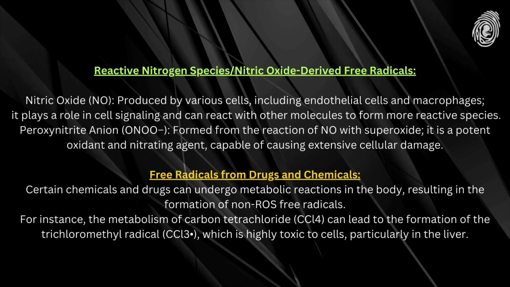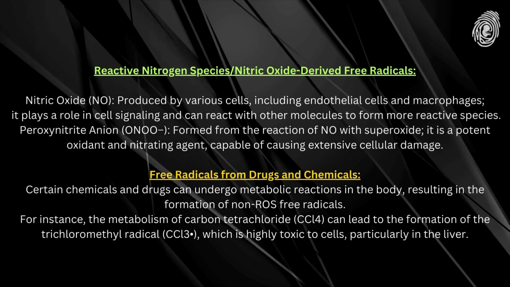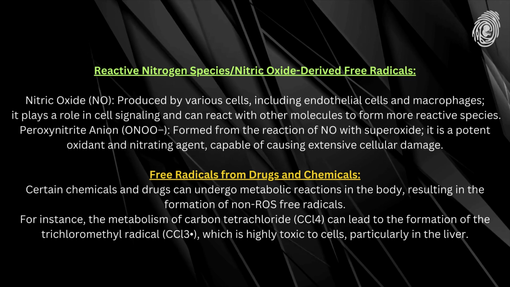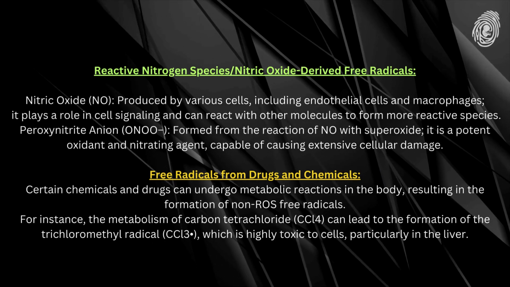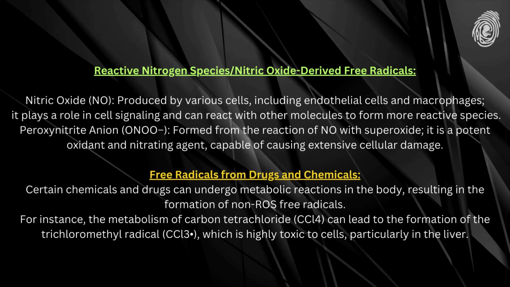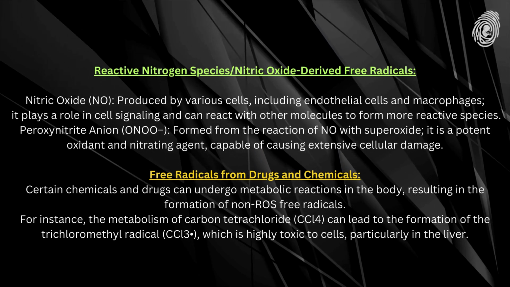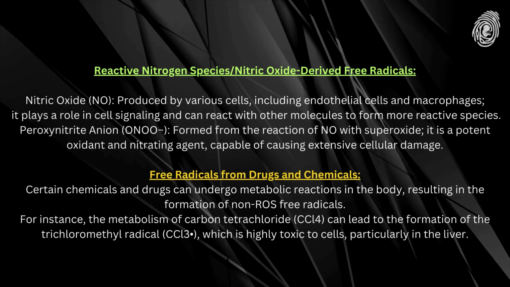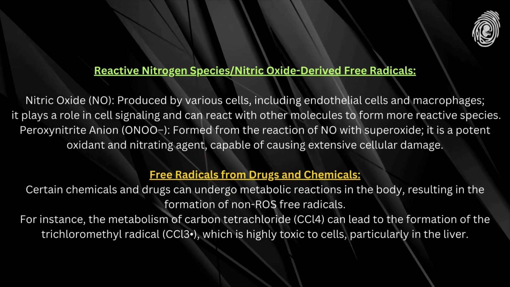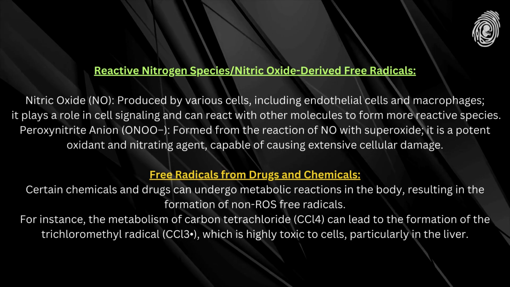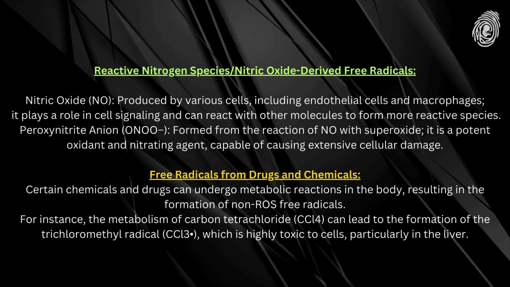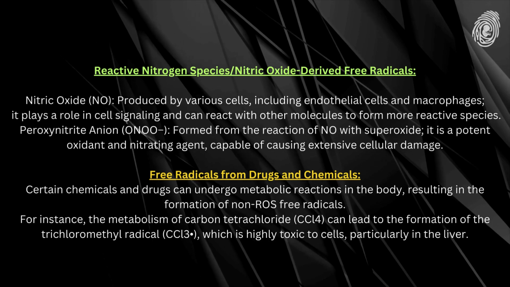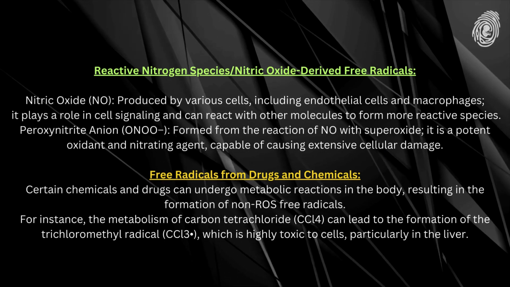Reactive nitrogen species, nitric oxide-derived free radicals. Nitric oxide, produced by various cells, including endothelial cells and macrophages. It plays a role in cell signaling and can react with other molecules to form more reactive species. Peroxynitrite anion, formed from the reaction of NO with superoxide, is a potent oxidant and nitrating agent, capable of causing extensive cellular damage.